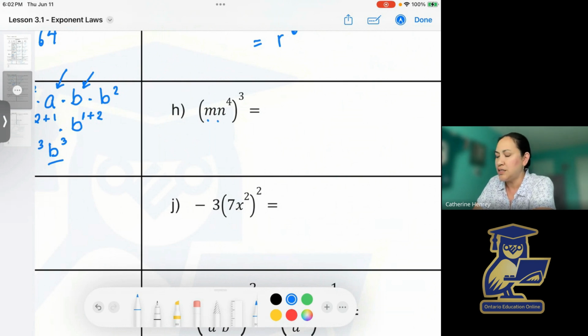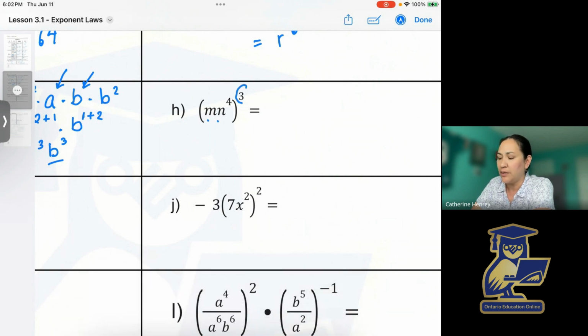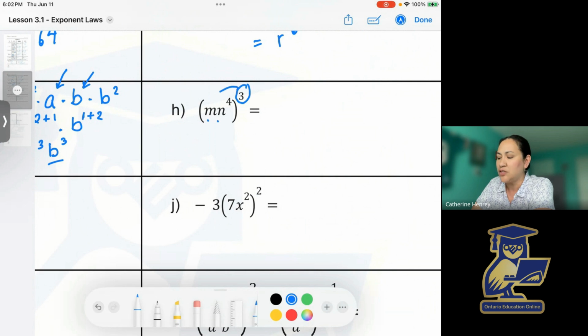And here what we want to consider is this is almost like distributing, like the distributive property. We're going to take this power on the outside and distribute it to the first and the second variable. So that's going to look like m to the power of 3, and then n to the power of 4 times 3. So m to the power of 3, and then we'll just simplify the exponent on n to be 12.